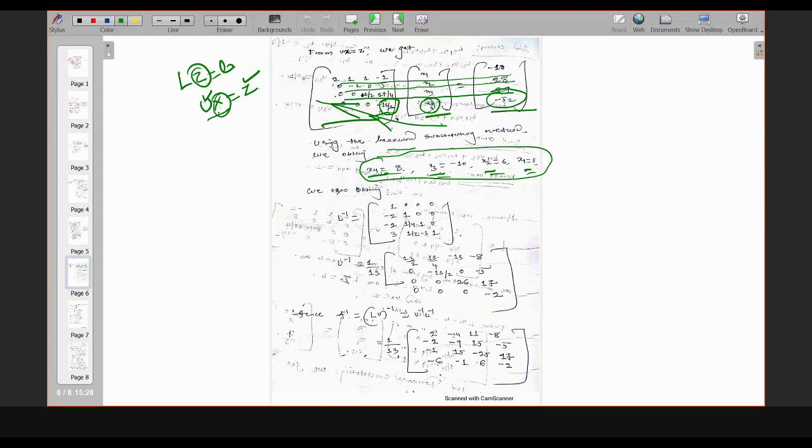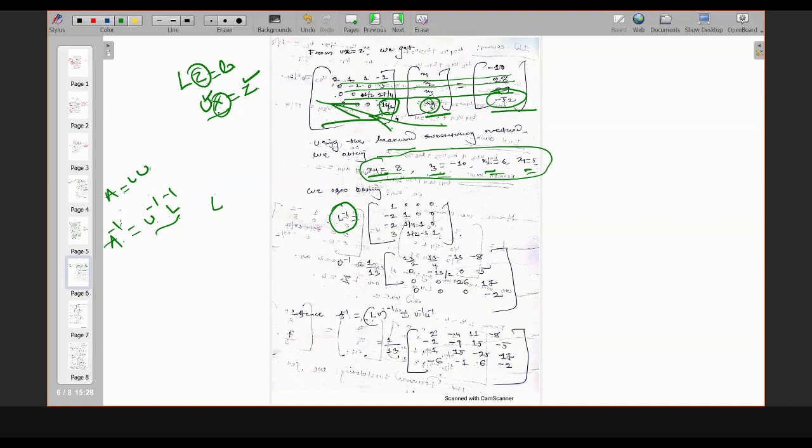Now you can come to the second part. The second part is you have to find the inverse of the matrix A. To find A inverse, you have to find U inverse and L inverse, because A is LU. If A is LU, then A inverse will be U inverse into L inverse.